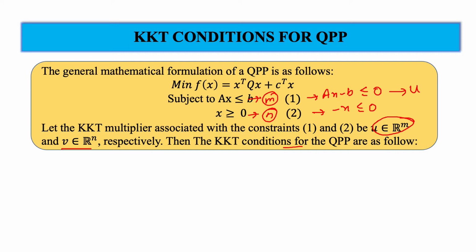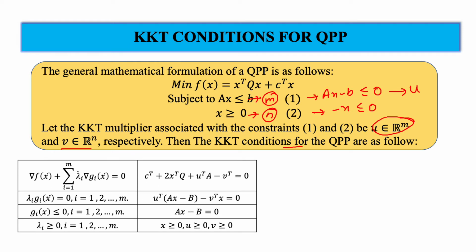Now to write the KKT conditions, we already know that the first KKT condition is del f(x) plus the sum over i from 1 to m of lambda i del gi(x) equals 0. Next is lambda i gi(x) equals 0 for all i. Third is gi(x) less than or equal to 0 for all i, and lambda i greater than or equal to 0. Now instead of lambda i, which are the KKT multipliers corresponding to the constraints, we are having u and v as the KKT multipliers corresponding to the constraints.